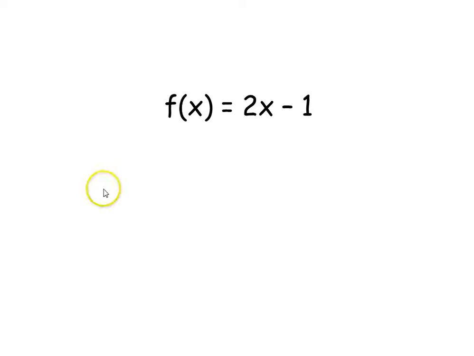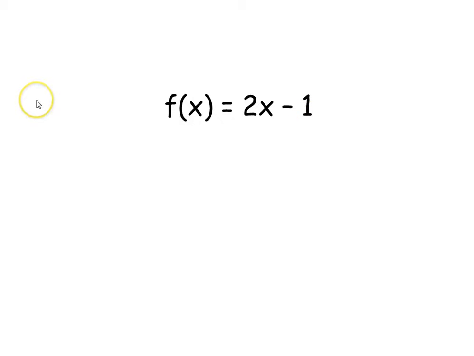So on the screen here we have an example of a function. We have f of x equals 2x minus 1, and this is read "f of x," not "f times x." This is what function notation is. It's a way to write functions or equations in a format that we have not seen before. F is not a variable. F stands for function. The name of this function is f, which is why the f is here.